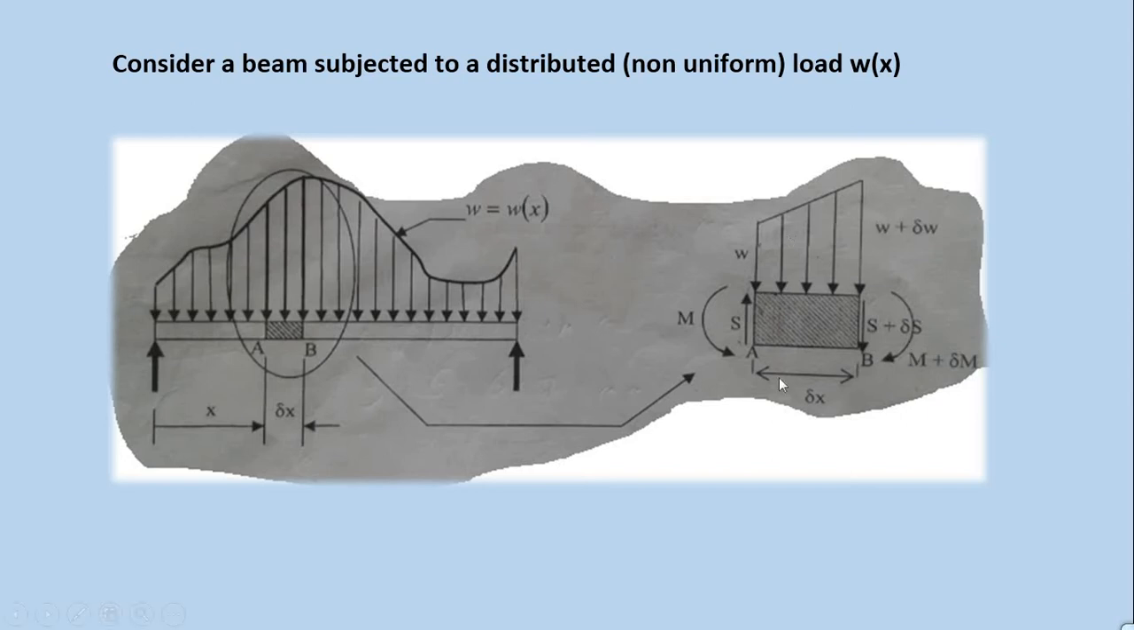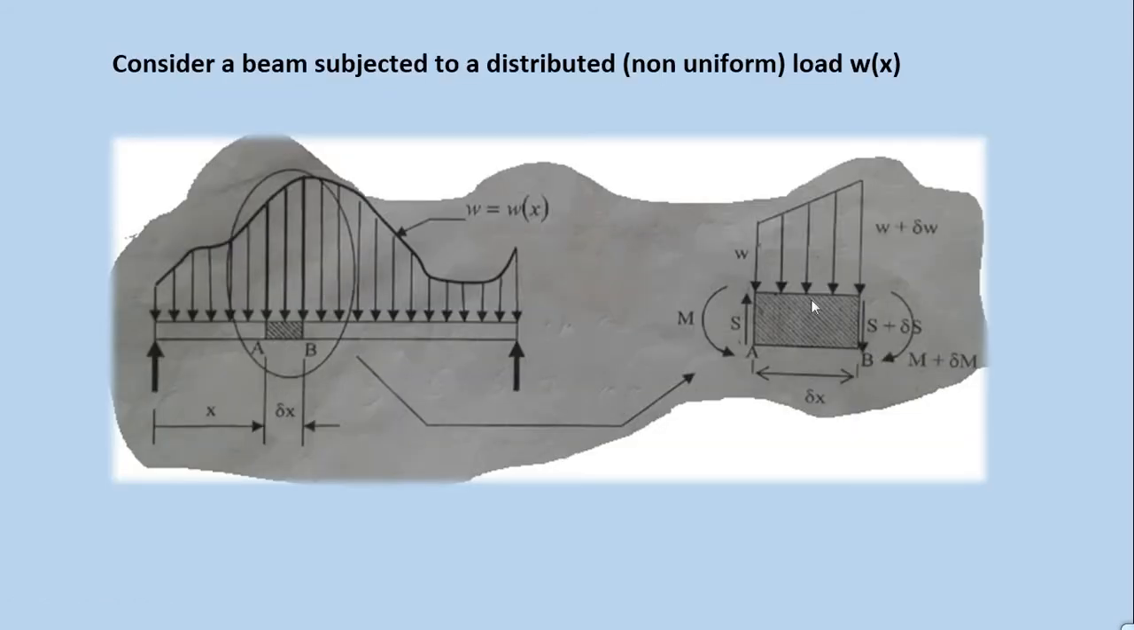So now you can clear this picture, and also we have indicated the intensity here. The load intensity is w here, and w plus delta w here. Delta x, delta w, delta S are small ones. Now you can clear this picture. Now let's move to our derivation.